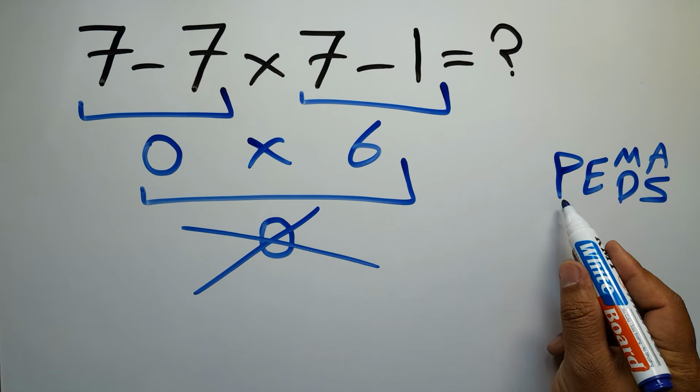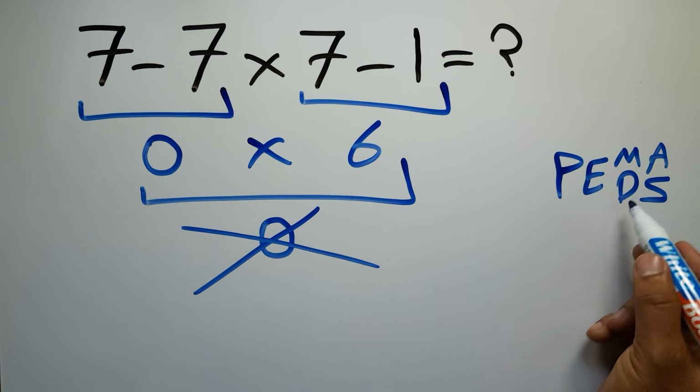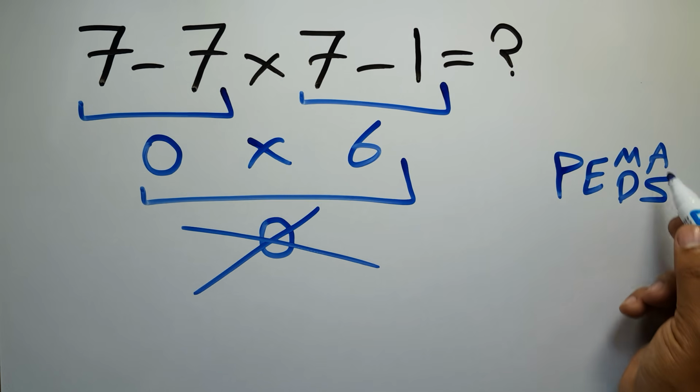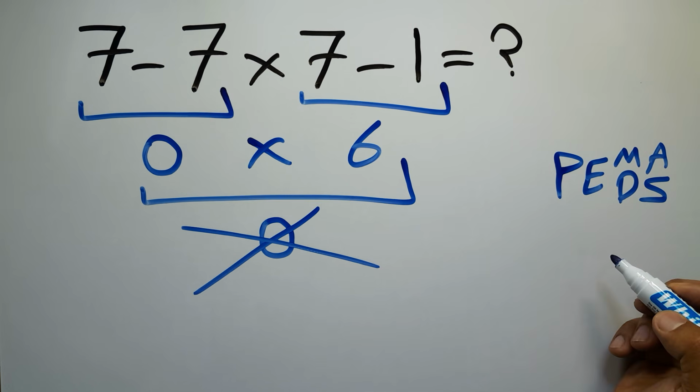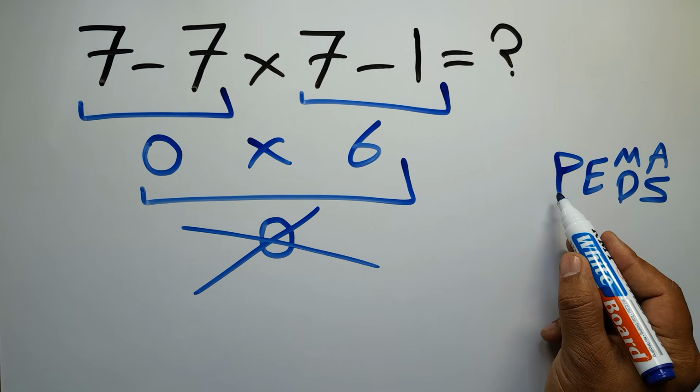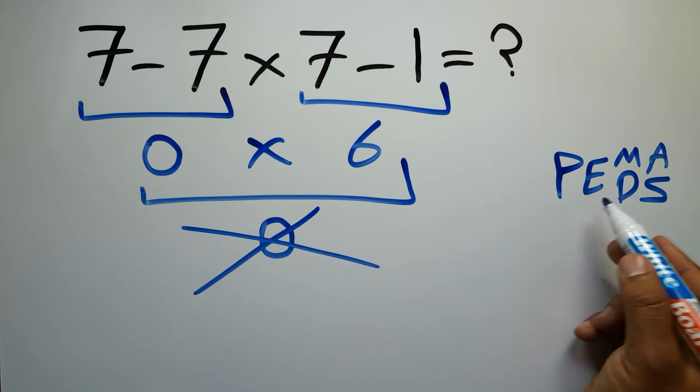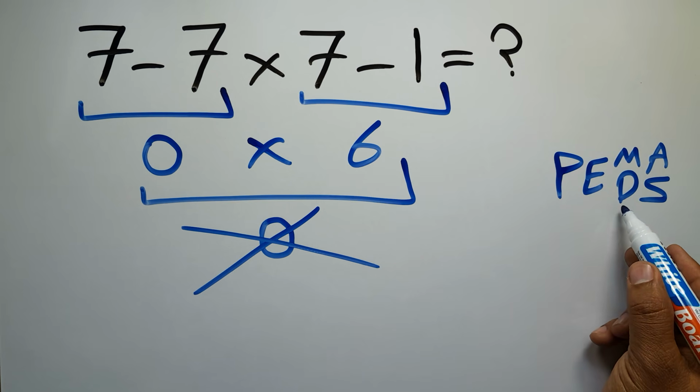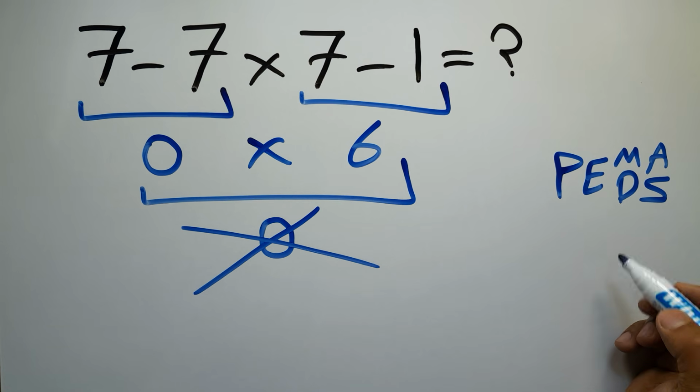P stands for parentheses, E stands for exponents, M and D stand for multiplication and division, and A and S stand for addition and subtraction. First, we have to do parentheses, then exponents, then multiplication or division, and finally addition or subtraction.